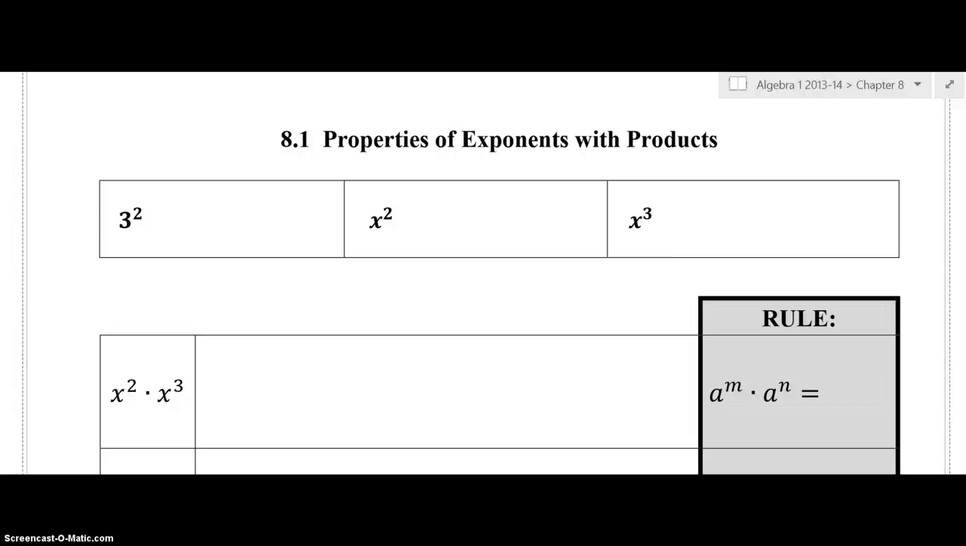Okay, so here we go. Like I said, how do you get 3 squared? We know that 3 squared is 9, but how do you get that? 3 times 3, right?